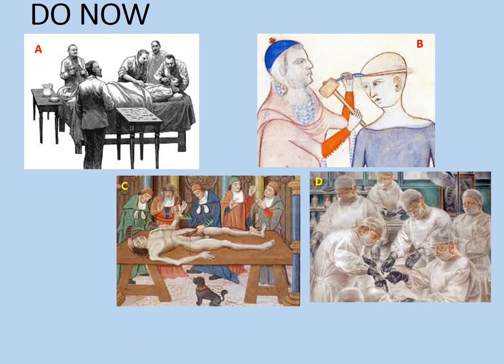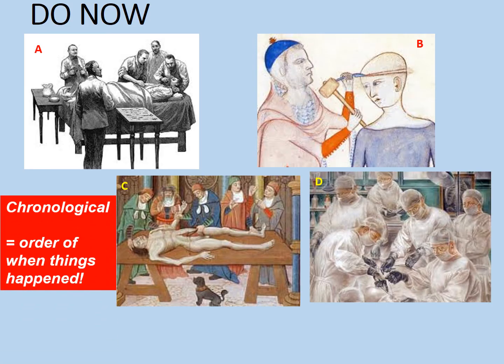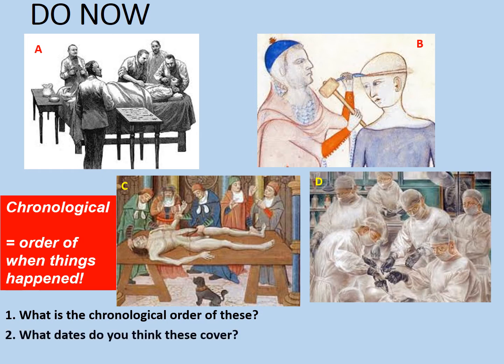Here are 4 images of historical medicine, in this case surgery or dissection. You need to study these and try and put them in chronological order. I've labelled them A, B, C and D, but you need to rearrange those into the right chronological order. And chronological means the order of when things happened from earliest to most recent. So, what is the chronological order of these images? What dates do you think that these cover, at least approximately? And how would you describe the change across time overall? Pause the video while you attempt those questions.